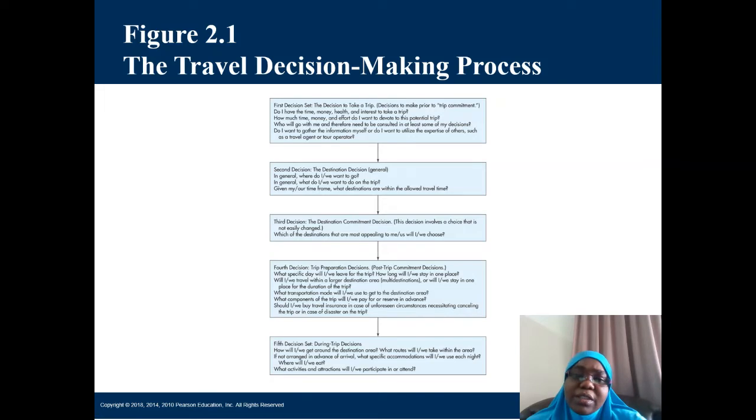So here is the travel decision making process. We have 5, all right. The first is the decision to take the trip, like I mentioned earlier, okay. The second is the destination, all right. The third is the destination commitment decision, all right. That decision involves a choice that is not only changed, okay, they are not only changed.